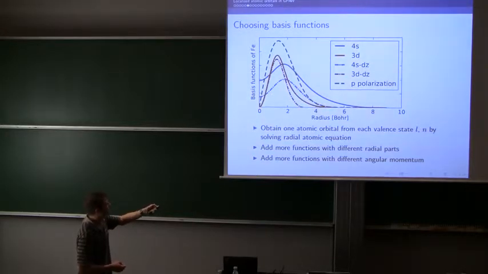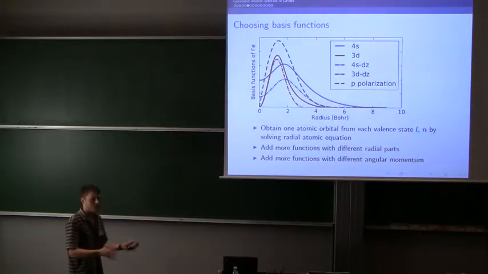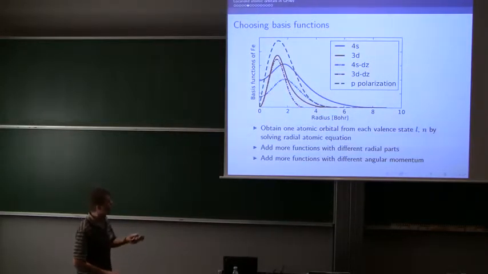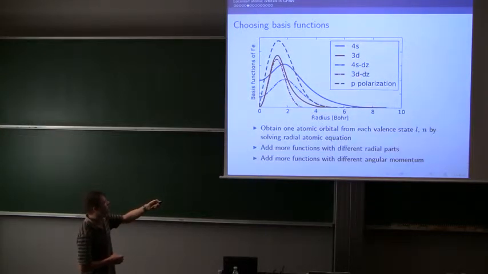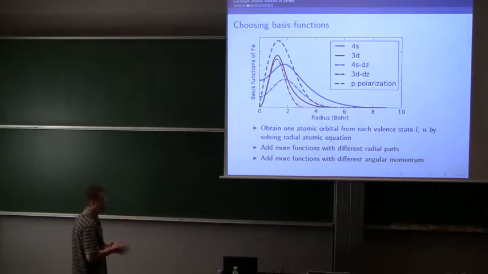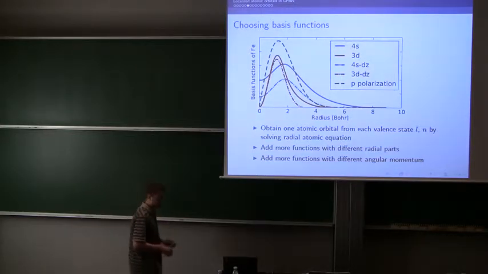Then we add a polarization function also. So if we have an s-type wave function and a d-type wave function, then in order to have a somewhat better description of the radial behavior near the atom, we need also something with a p character. And this is why we have a polarization function. Generally, it's chosen as whichever angular momentum channel we don't already have on the atom. So once we have this, we can perform some calculations.